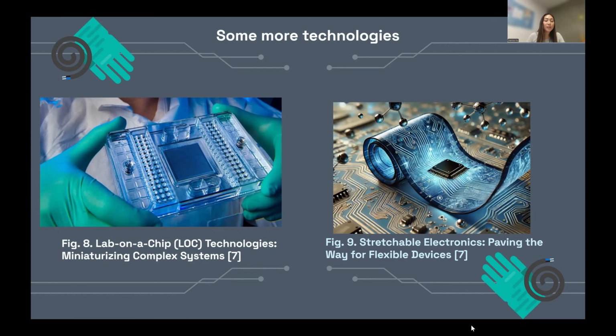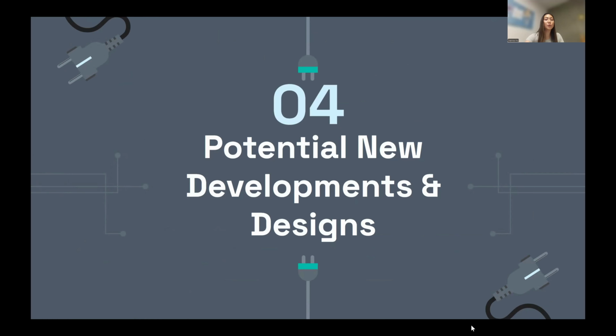Meanwhile, stretchable electronics are flexible devices like wearable health monitors and soft robots, and they use bendable materials and clever shapes that maintain functionality under stress. Electrical engineers can help in making these because they can combine the knowledge of circuits, materials, and system design to ensure that these devices can bend and twist and stretch while still working reliably. Okay, so now moving on to potential new developments and designs.